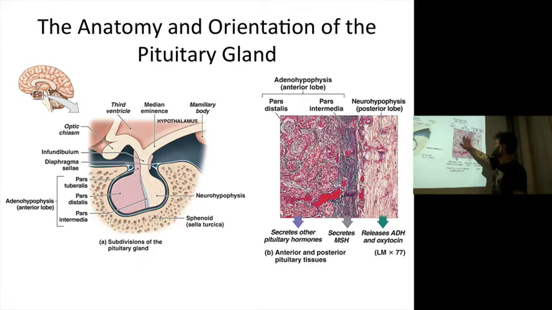But histologically, this is what it looks like. And they do have very distinct histological characteristics. So the adenohypophysis receives hormonal stimulation from the hypothalamus via the hypophyseal portal system, and then the neurohypophysis gets direct neuronal input from the hypothalamus. Okay.